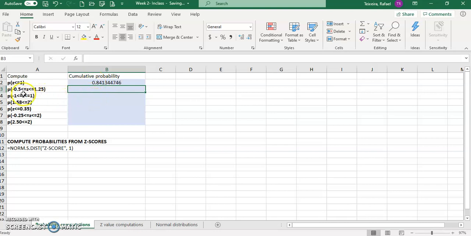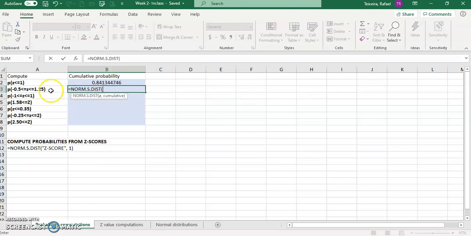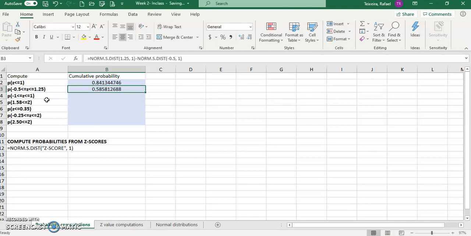Okay, if I want a z-score between negative 0.5 and 1.25, what I do is equal NORM.S.DIST, open parentheses, first the biggest number, 1.25, then comma, always 1 for the cumulative, minus NORM.S.DIST, and then negative 0.5, comma, 1 again, and I have the answer of 50.5858.